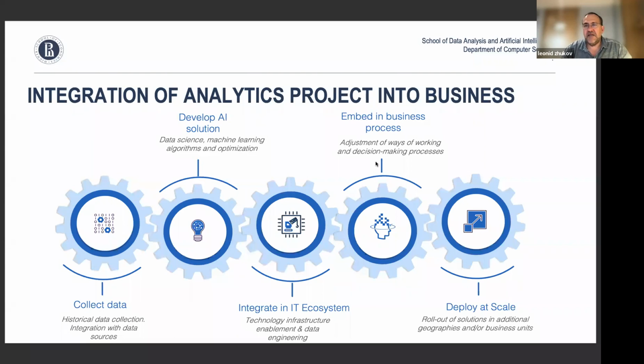Later on, if you're successful and you're done with your model, you start looking more broadly at how it can be injected into the business. There is a pipeline: you need to collect the data by connecting to the sources of the data in the actual business environment. You have your AI solution, which is a prototype you built on the previous page. But then there's the big problem of integrating with the IT ecosystem, and usually in a large enterprise, this is not an easy piece. Then you put it into business and adjust all the business decision making based on your solution.